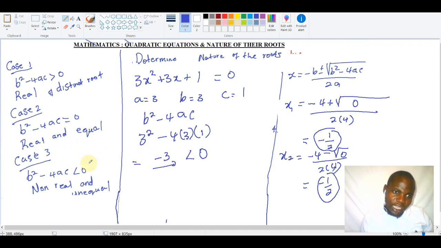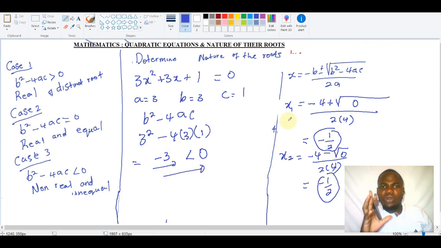So what is the case when the discriminant is less than 0? Case 3 is telling us if your discriminant is less than 0, you have non-real and unequal roots. Let's look if we can find the roots, right? So if we are talking about non-real numbers and real numbers, those numbers that are non-real, they are imaginary numbers, the numbers that do not exist in real life. So let's see if we can have the answer.